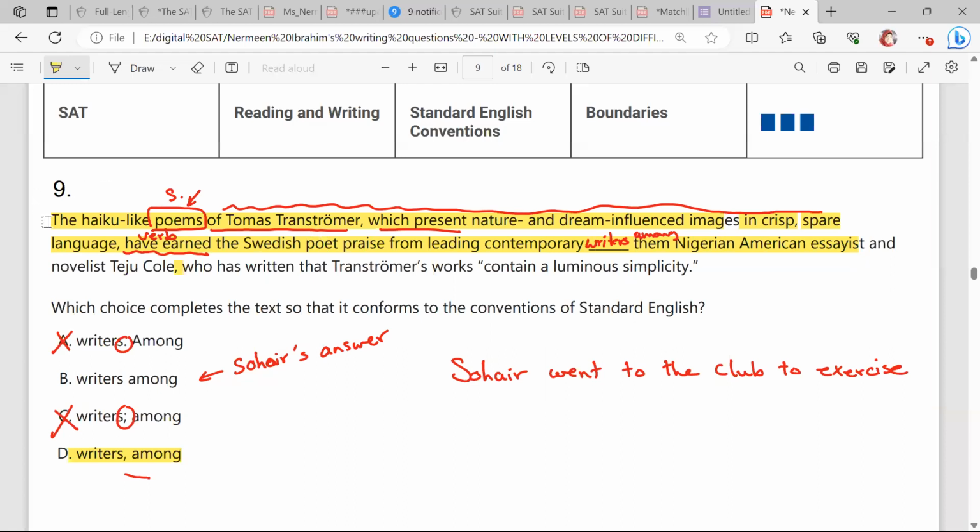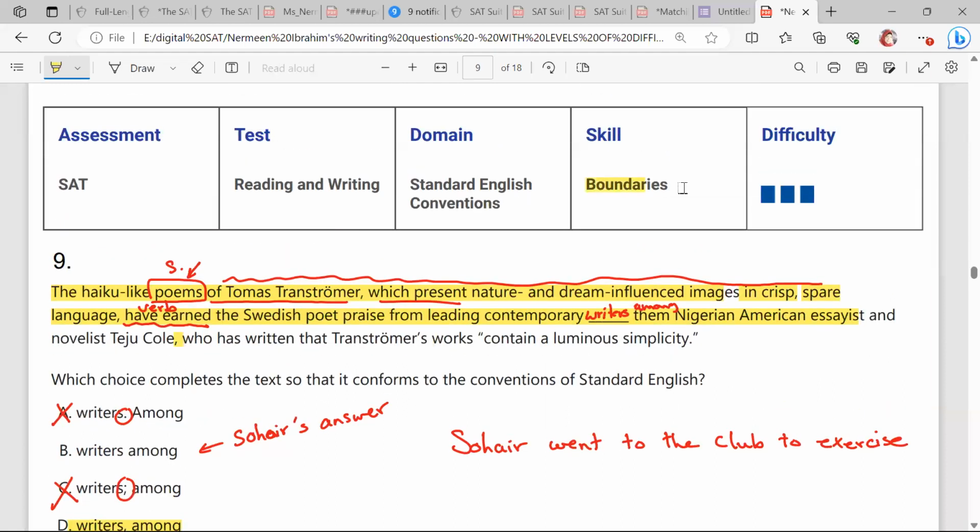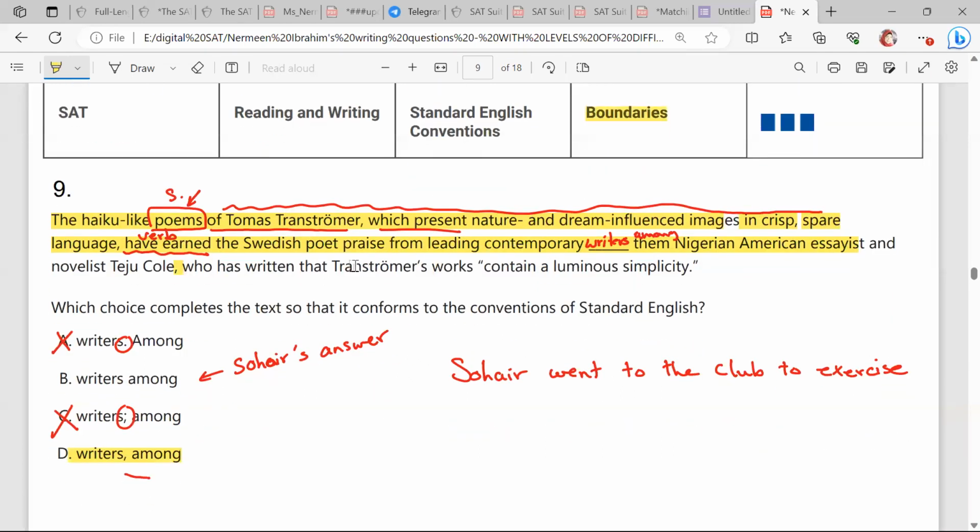Is it clear? But here, once again, let me read in order to differentiate between these boundaries. The boundaries between a main clause and a non-essential part. So the haiku-like poems of whatever, which present nature and dream-influenced images in crisp, spare language, those poems have earned the Swedish poet praise from leading contemporary writers. That's perfectly complete. Among them, Nigerian American essayist and novelist Teju Koli. So this is non-essential, extra information.